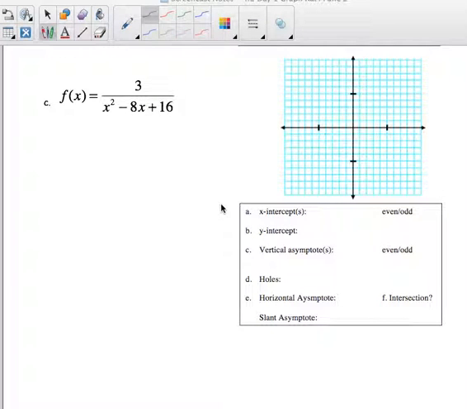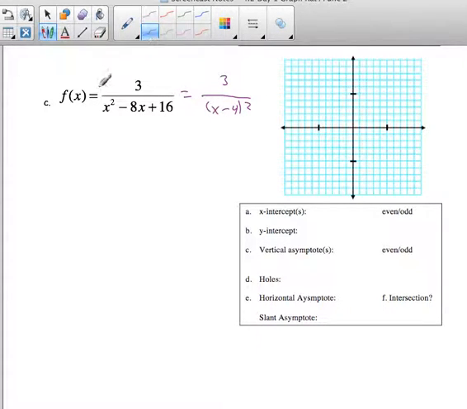We're going to analyze and graph the rational function in example 1c from notes 4.2 day 1. To begin, we're going to factor the rational function. The denominator is a perfect square trinomial that factors as x minus 4 quantity squared.